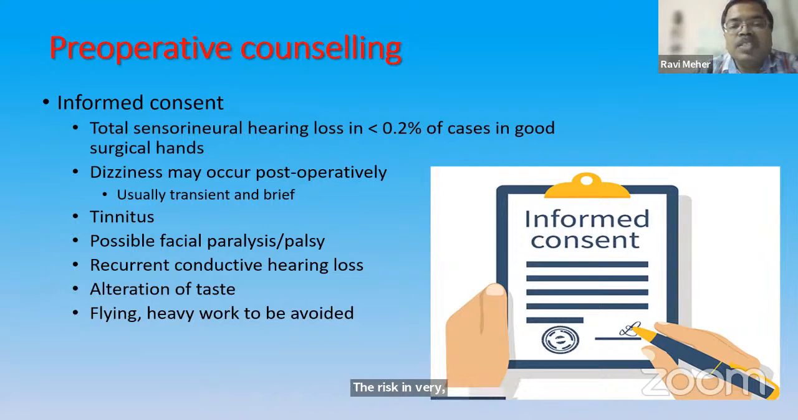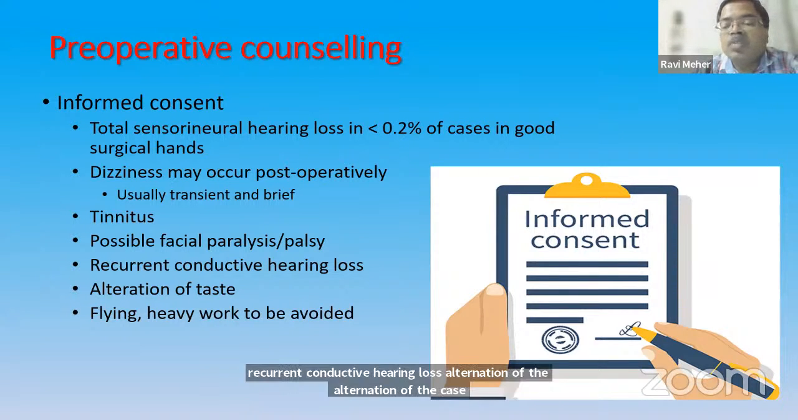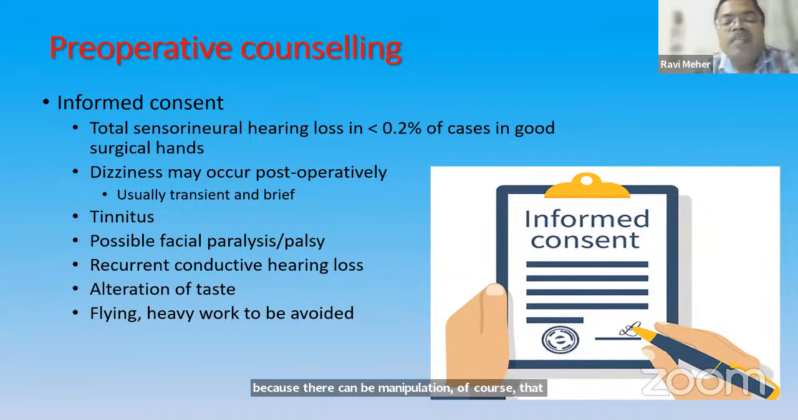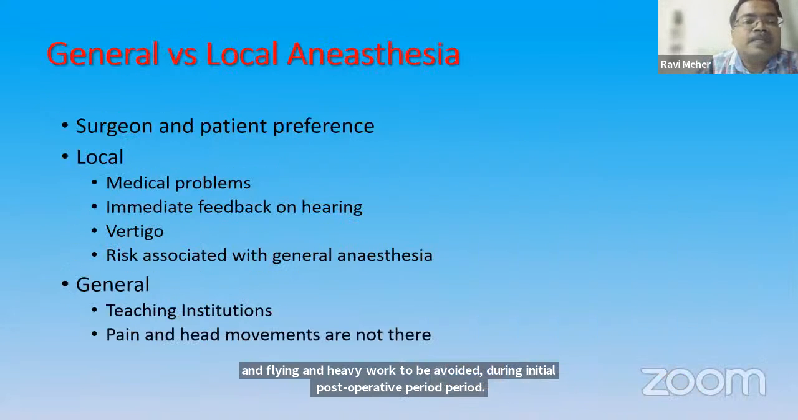There can be dizziness, which can occur postoperatively, and it is usually transient and brief. You should tell about the tinnitus, possible facial nerve palsy. There could be recurrent conductive hearing loss, alteration of the taste, because there can be manipulation of the chorda tympani during the surgery, and flying and heavy work to be avoided during the initial postoperative period. All these things should be told to the patient preoperatively, and informed consent must be taken.